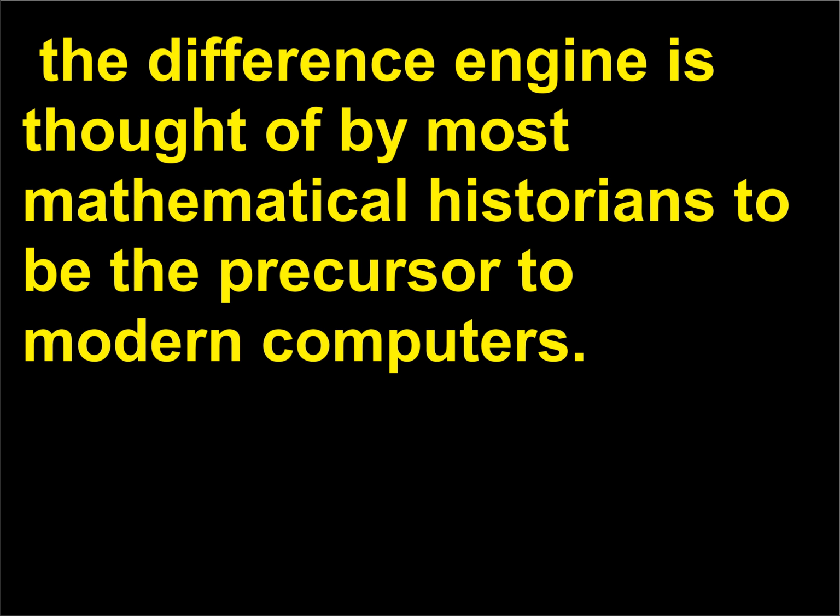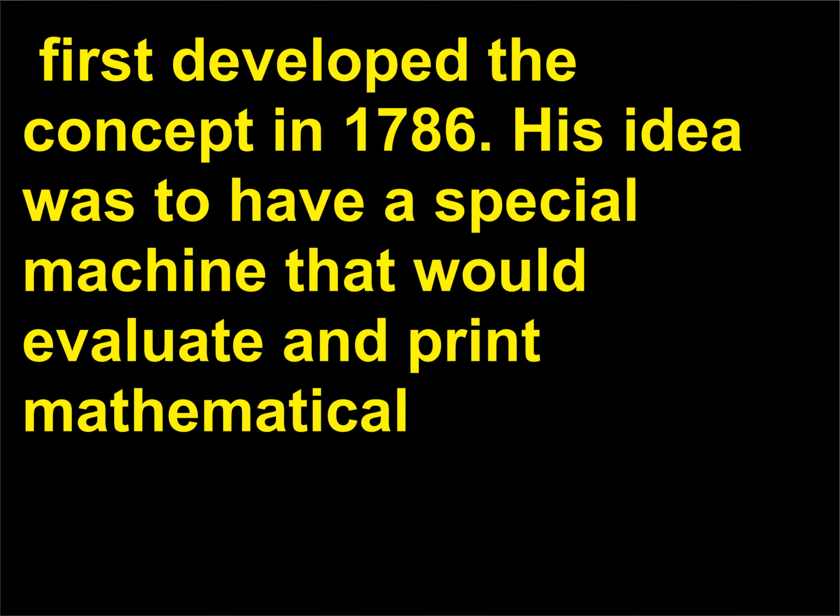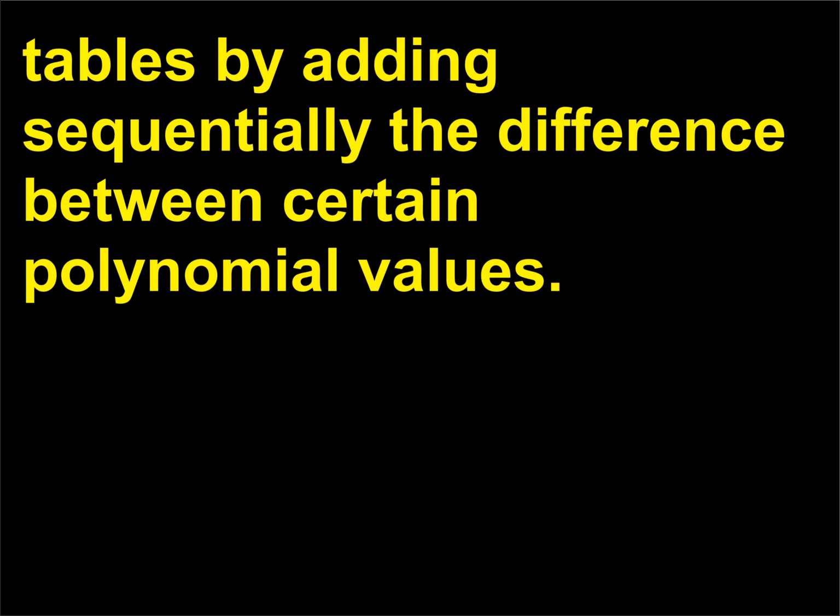Because of its automatic sequential approach, the difference engine is thought of by most mathematical historians to be the precursor to modern computers. Johann H. Müller, an engineer in the Hessian Army, first developed the concept in 1786. His idea was to have a special machine that would evaluate and print mathematical tables by adding sequentially the difference between certain polynomial values.